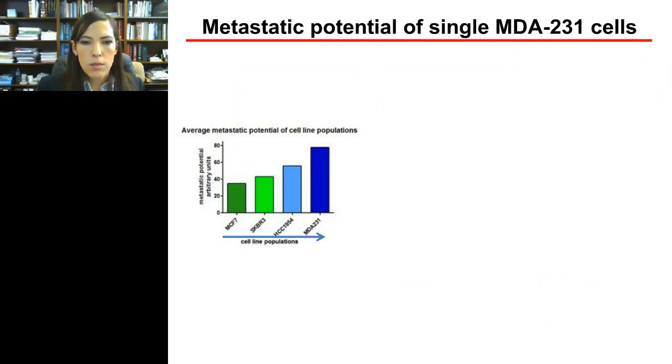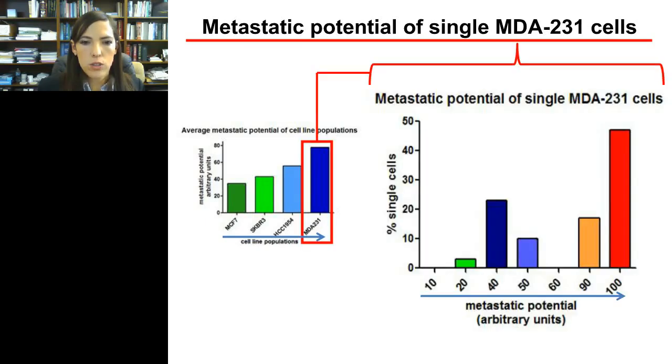And so now that I've shown you the cell line with the least metastatic potential, now let's look at the cell line, or the subtype, with the most metastatic potential. So MDA231s are the most highly metastatic cells. On the y-axis, we're looking at percent of single cells, and on the x-axis, metastatic potential. The majority of these cells do have high metastatic potential, 90 or 100, but a few of the cells had lower, so 40 or 20 metastatic potential.